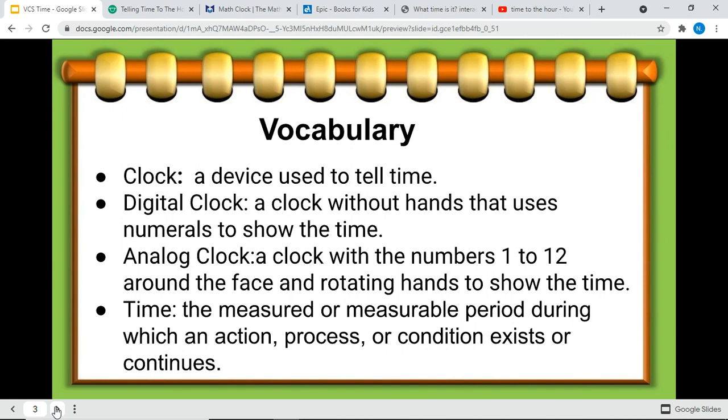Vocabulary. Clock. A device used to tell time. Digital clock. A clock without hands that uses numerals to show the time. Analog clock. A clock with the numbers 1 to 12 around the face and rotating hands to show the time. Time, the measured or measurable period during which an action, process, or condition exists or continues.